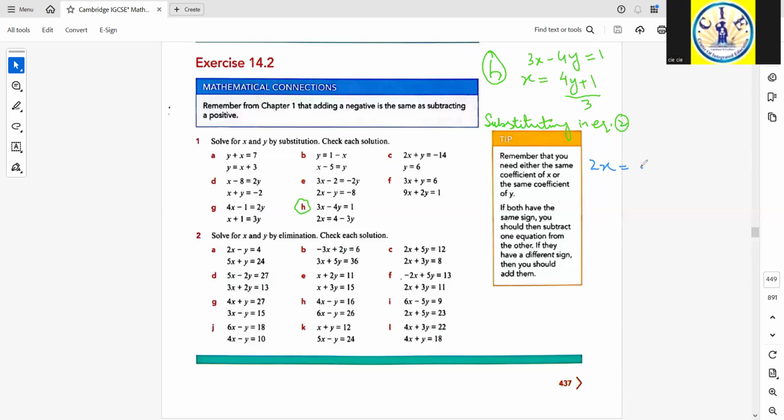2x is equal to 4 minus 3y. So, the value of x that we have got, that is (4y plus 1) divided by 3, times 2, equals 4 minus 3y.